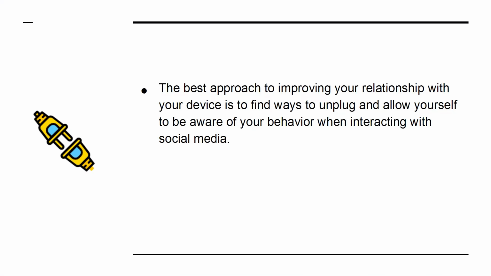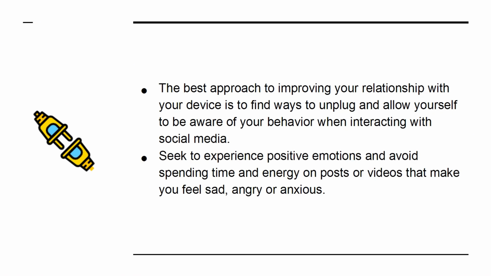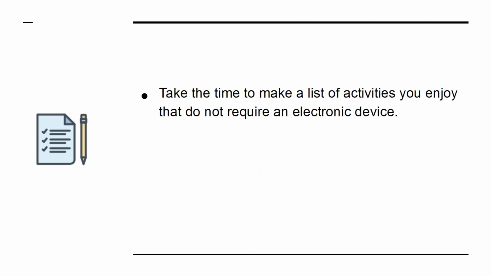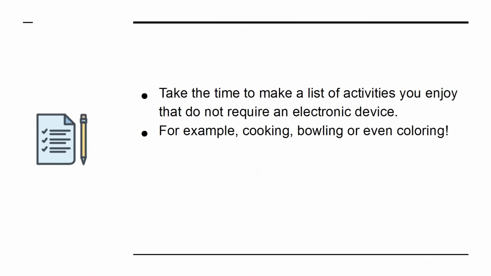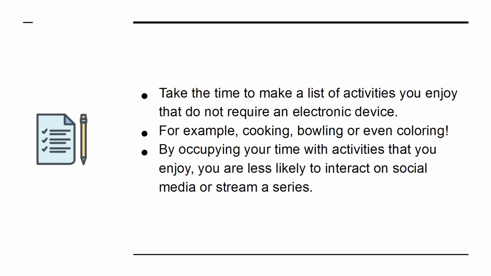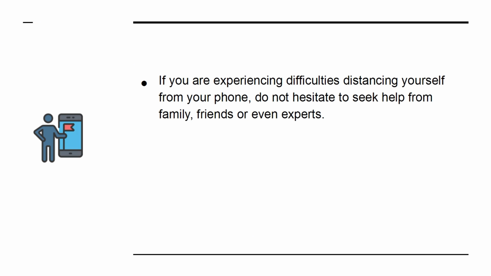Seek to experience positive emotions and avoid spending time and energy on posts or videos that make you feel sad, angry, or anxious. Take the time to make a list of activities you enjoy that do not require an electronic device. For example, cooking, bowling, or even coloring. By occupying your time with activities that you enjoy, you are less likely to interact on social media or stream a series.